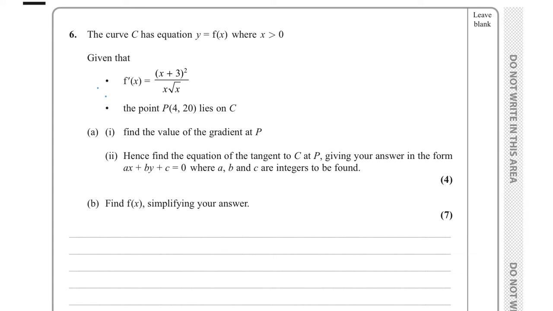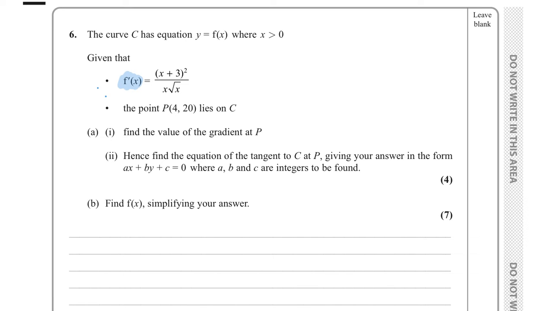Okay, question 6. The curve C has this equation given that f dash of x. Now, what does this already mean? This is the gradient function. So this is a formula for the gradient. Okay? The point P lies on this. Find the value of the gradient at P.